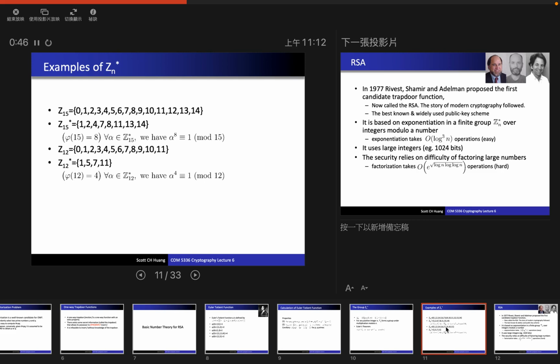So this is Z15. Okay, we can still have 0. The Z15 star with the star, we delete everything that's not relatively prime with 15. So we have 1, 2, 4, 7, these numbers. So altogether there are 8 numbers. According to Euler's theorem, for any element from the set, if you raise it to the power of 8, it's going to be congruent to 1 mod 15. So this is the example. Z12, we've just seen that. Z12 in this case. Okay, so that's an example.